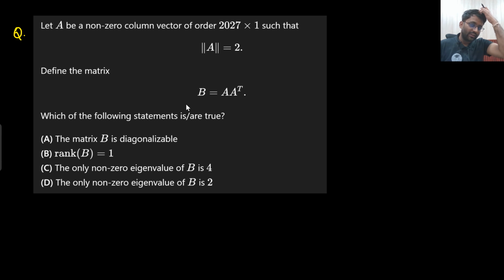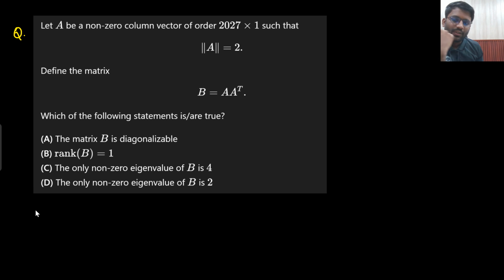This is the question that is given. Try solving it on your own. Again MSQ. The length of vector A is given. The matrix B is defined, which is A into A transpose. Which of the following statements are true? Matrix B is surely diagonalizable.